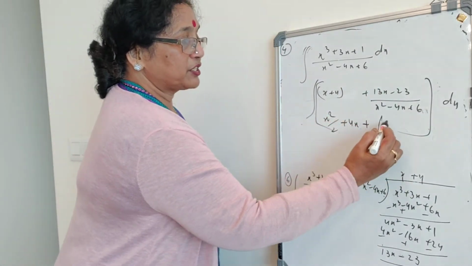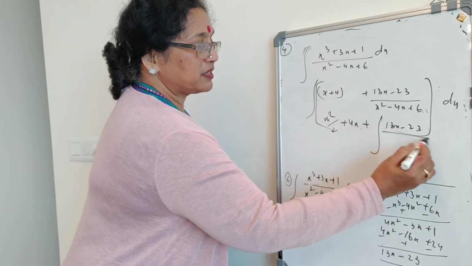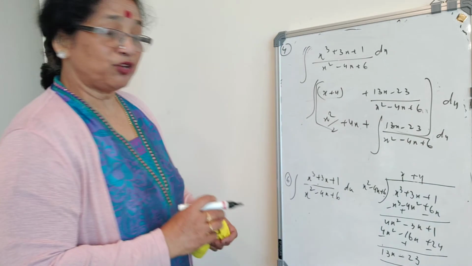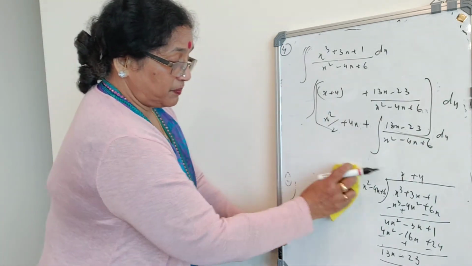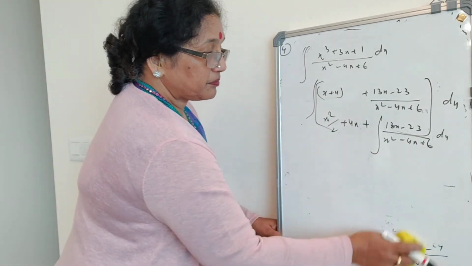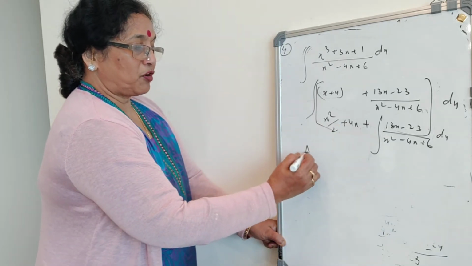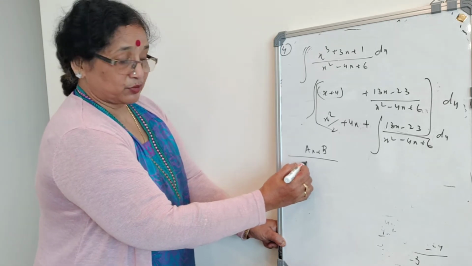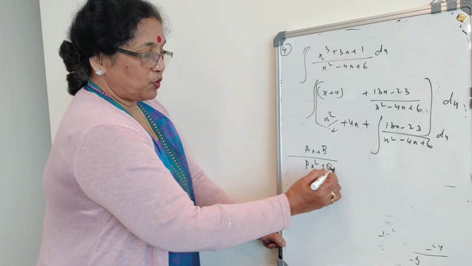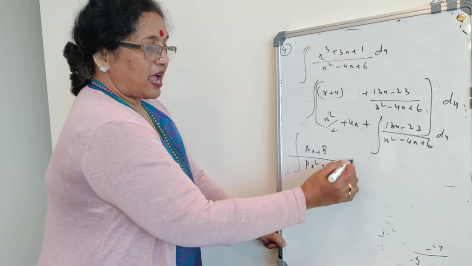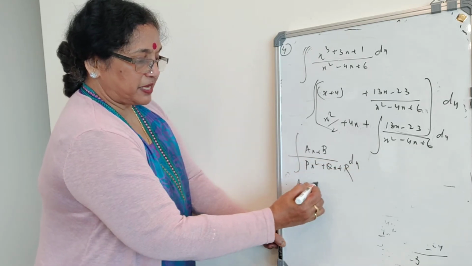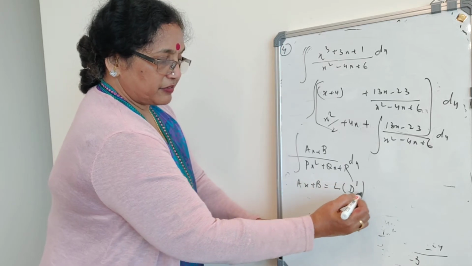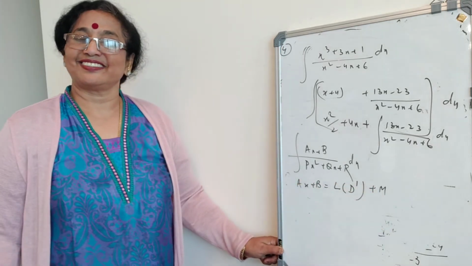So this one, integration of 13x minus 23 over x square minus 4x plus 6 dx. And you have done it as a formula. It will be like you have anything of the form ax plus b, and you have some quadratic expression px square plus qx plus r. And they say take ax plus b as L times denominator differentiation plus a constant.